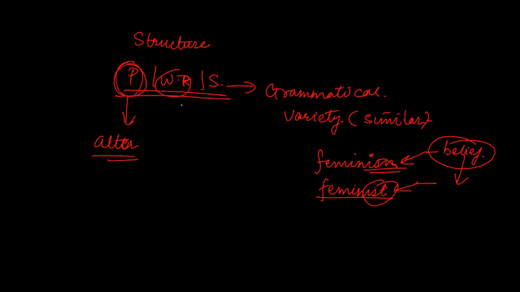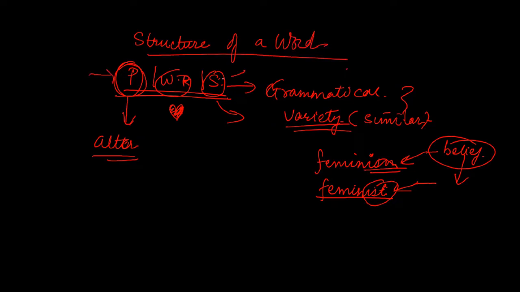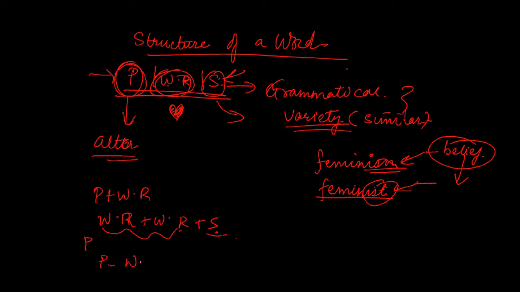Prefixes alter significantly the meaning of the word. Word root is where the meaning actually lies. And suffixes are those groupings of letters which help us manage the grammatical form of the word and the variety. So this is what the structure of a word looks like. However, sometimes one of these could be missing, or sometimes there could be multiple suffixes, prefixes, or word roots in a particular word in any combination. It could be prefix plus word root plus suffix, prefix, double word root and suffix, or prefix, word root, suffix plus suffix.